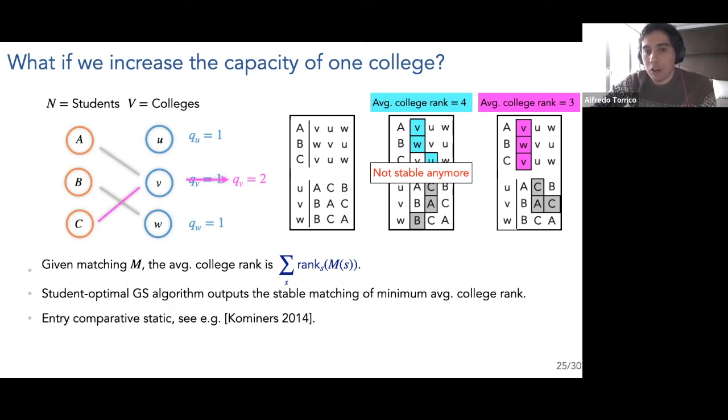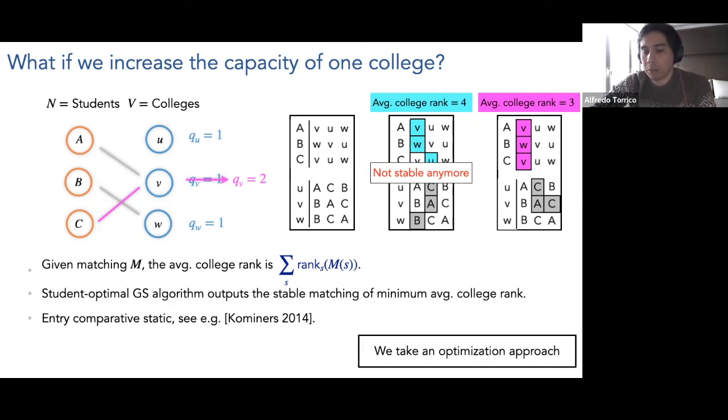So this idea of expanding the markets has been studied before from a game theoretic perspective, and is known as the entry comparative static. For example, Kominers in 2014 shows that by adding a new college, all the students are better off, or by adding a new student, every college is better off. But in our work, we take an optimization approach. Now let me formalize that.